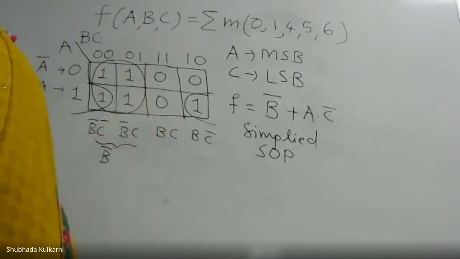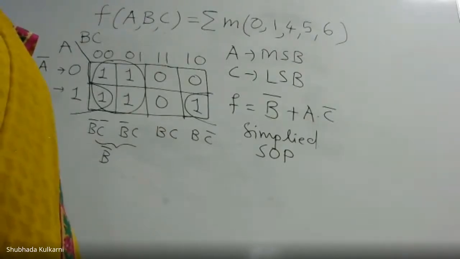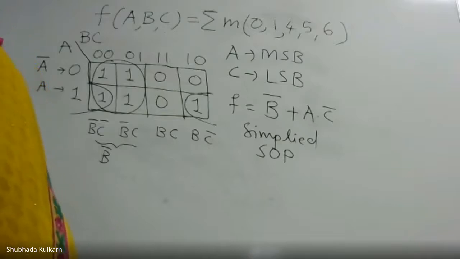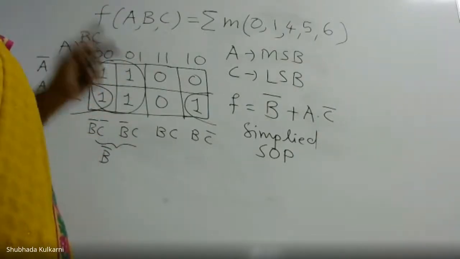To draw the logic diagram, there are two methods. One, use of basic logic gates, and second, universal gates. And for SOP, by default, only NAND gate is used, NOR is for POS. Still, I have not touched POS. Only we are talking about SOP.